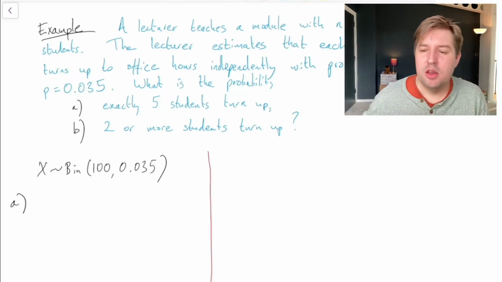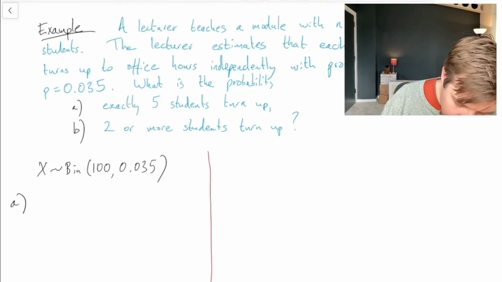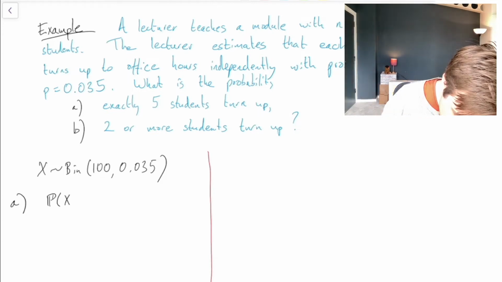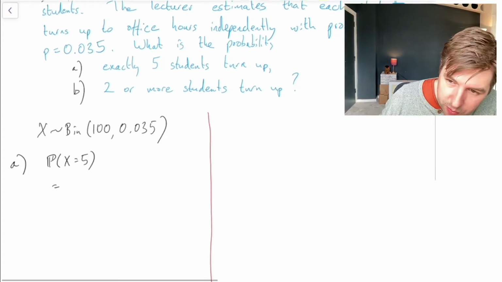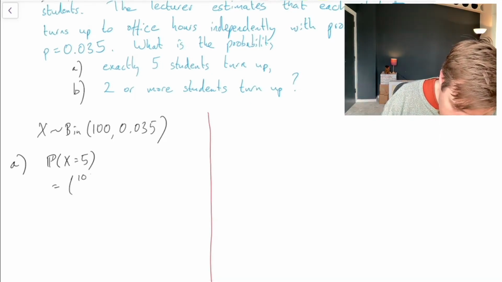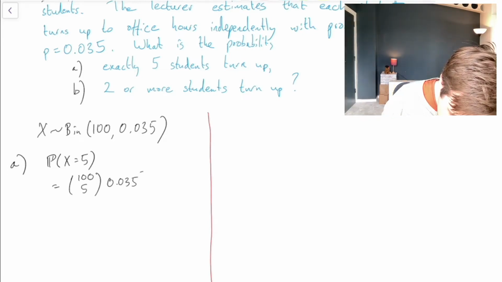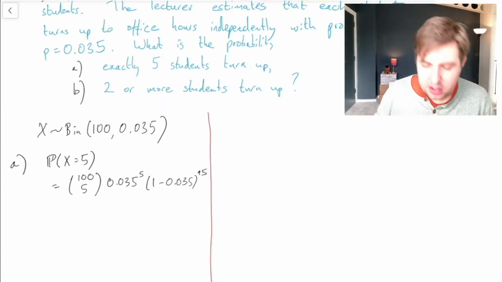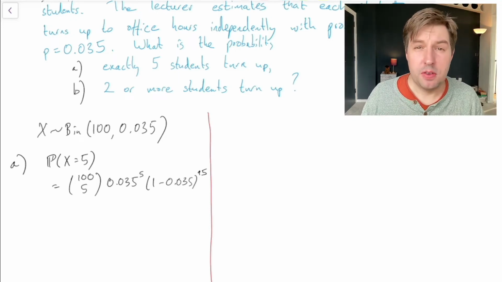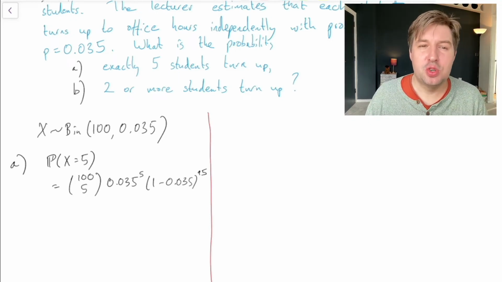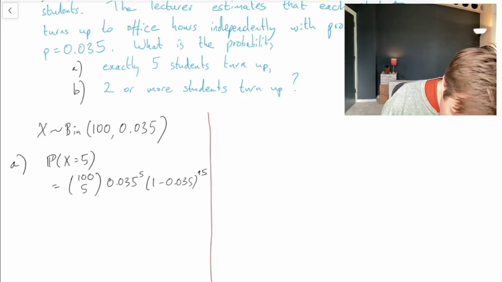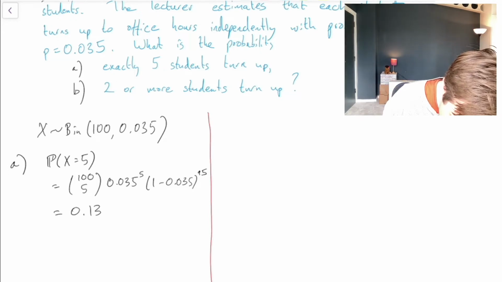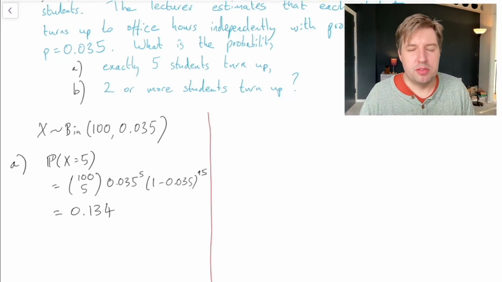So for part A, what's the probability that exactly 5 students turn up? Well, from what we know from a binomial distribution, this is 100 choose 5, 0.035 to the 5, 1 minus 0.035 to the 95. Because 5 of the students do turn up, 95 of the students don't turn up, and there are 100 choose 5 ways of picking the 5 students that turn up. And if you plug that all into your calculator, you get about 13%, 0.134.